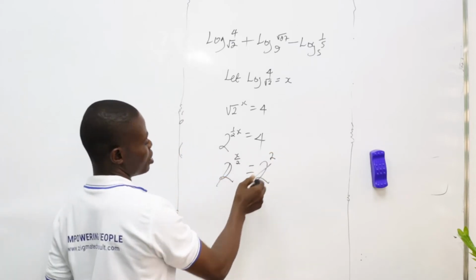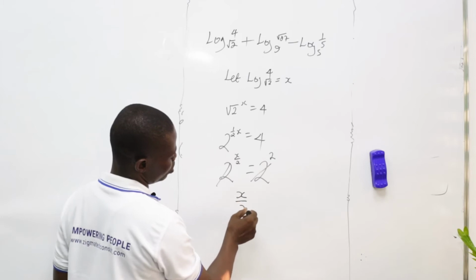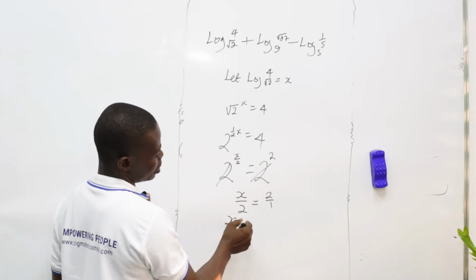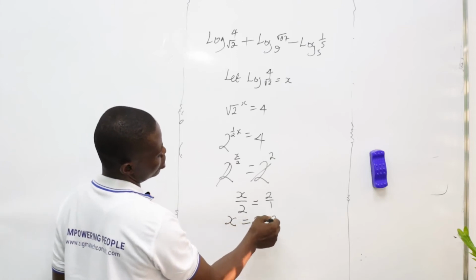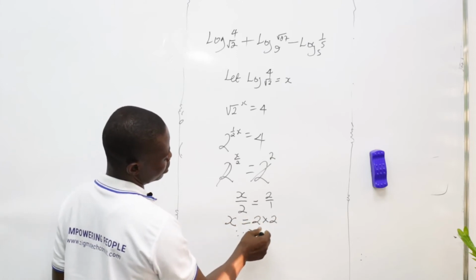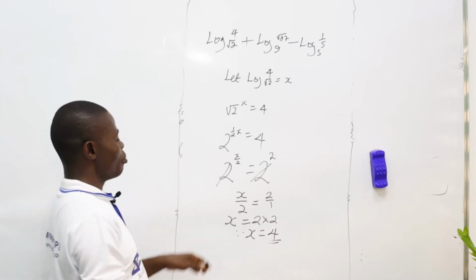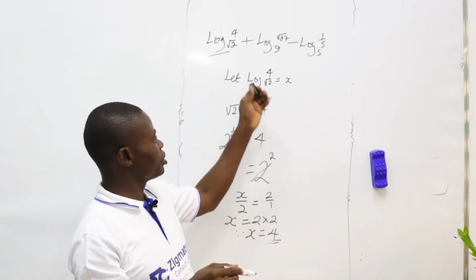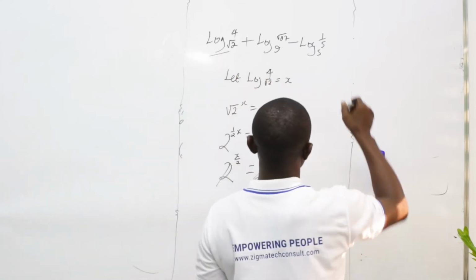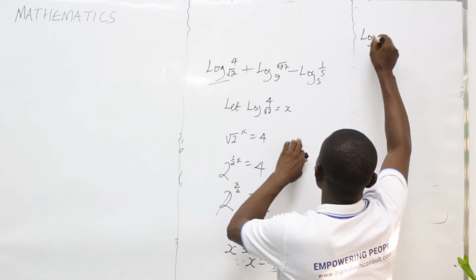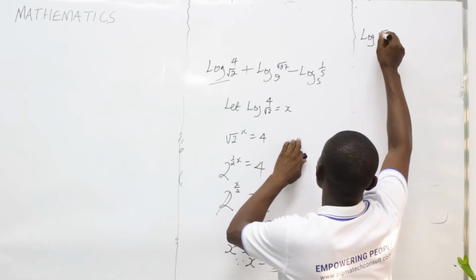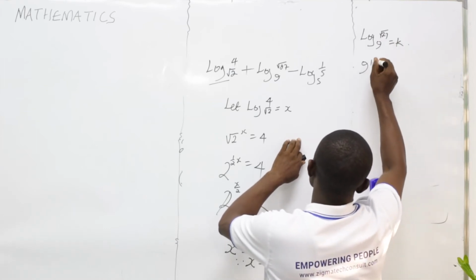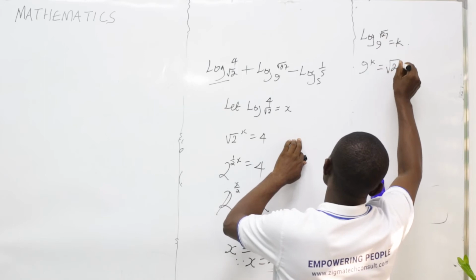So here, what do you have? x all over 2 equals 2 over 1. Cross multiply. x equals 2 times 2. Therefore, x equals 4. But remember, you are dealing with just this by separation. Let us handle this. Log root 27 base 9 equals k. I will say 9 power k equals root 27.